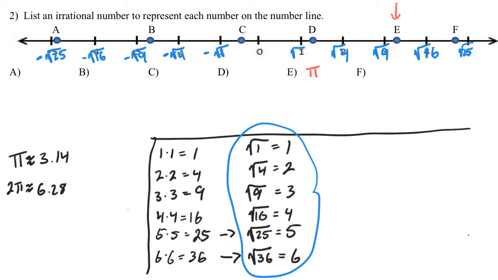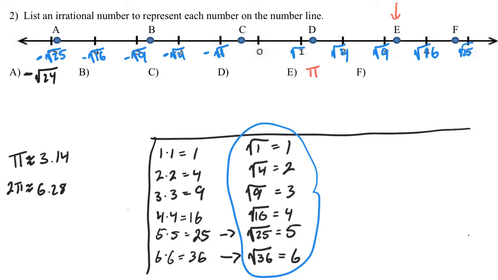Okay, so let's start with A. Well, we know that A is negative. So let's put that down first. It's going to be negative something. So A is in between negative square root 25 and negative square root 16. So it's going to be in between. So A could be approximately the negative square root of a number in between 25 and 16, but a lot closer to 25 if we look at where A is located. So I might say 24.